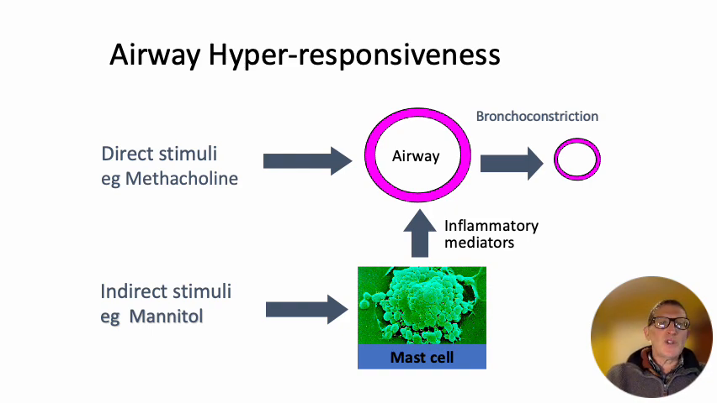Better and more physiological are the indirect stimuli, because these reflect more physiological everyday stimuli, and the one that we use is mannitol challenge. That's probably the most widely used. It's a commercially available test, which is basically a sugar which osmotically lyses and frees inflammatory cells like mast cells and eosinophils to release preformed mediators like leukotriene D4 and histamine, which then causes indirect bronchoconstriction.